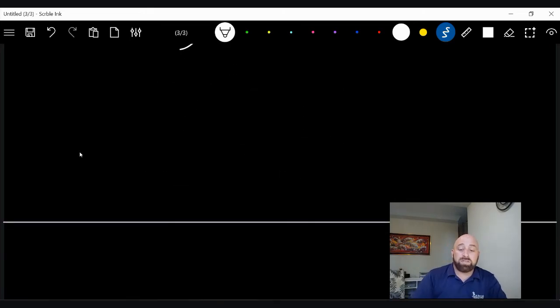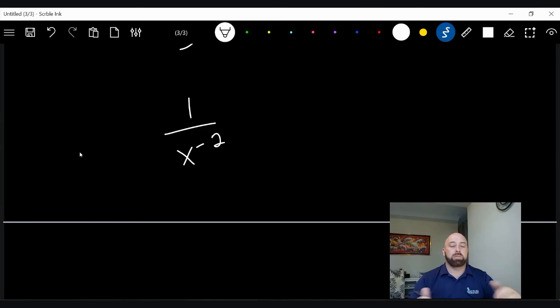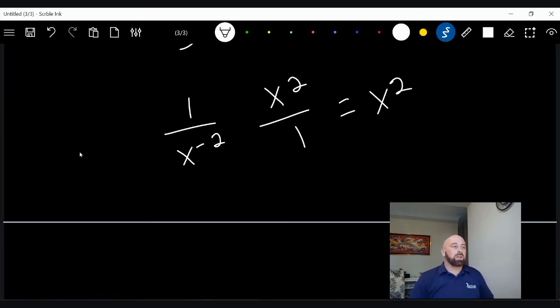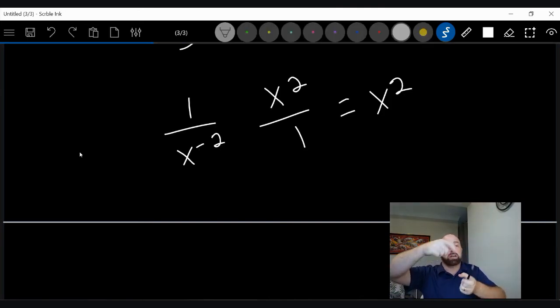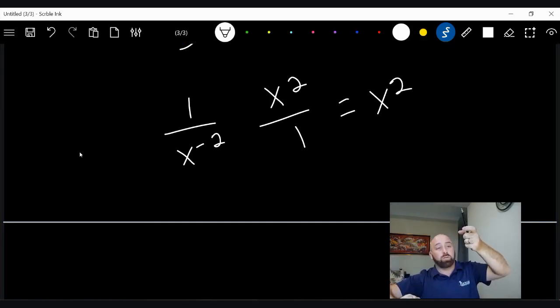What happens if it's already in the bottom? Okay, so it's 1 over x to the negative 2. Well, now we're going to flip it back to the top. So in order to flip it back to the top, we're just going to move it up. So it's going to be x squared over 1, or just x squared. So that's what's called the reciprocal. Whenever you have a negative exponent, you move it to the top or to the bottom, basically just flipping it one way or the other. That's how negative exponents work.